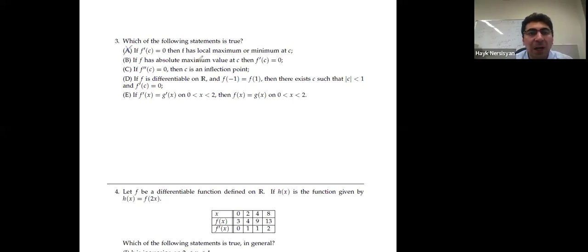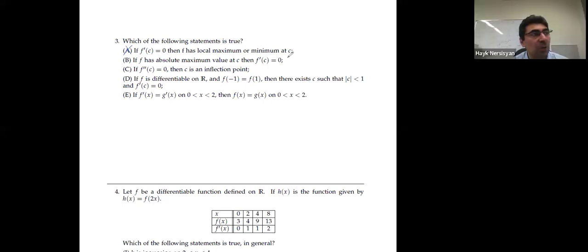F has an absolute maximum value at C, then f prime of C equals 0. Is this correct or not? So we say C is a global maximum or absolute maximum, then the derivative equals 0. What do you think? Is this correct? For example, it could be at endpoints. Exactly. We might have a case when the global maximum is at an endpoint, but the derivative is not 0 at the endpoint. Right, so let's eliminate this as well.